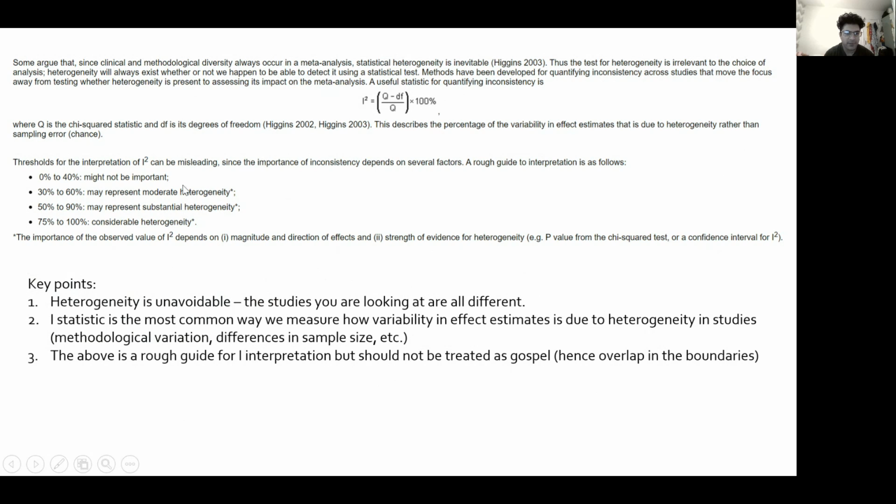Cochrane kind of helpfully give you a rough understanding of what heterogeneity might look like. But as you can see, it does overlap. And the reason it overlaps is because you have to also think about what that means. So, for example, if you have a study with a really small sample size or a very big sample size, that value of I-squared is going to change in its meaning, because clinical and methodological diversity is not the same in 2 studies with 10 patients versus 2 with 100,000 patients.